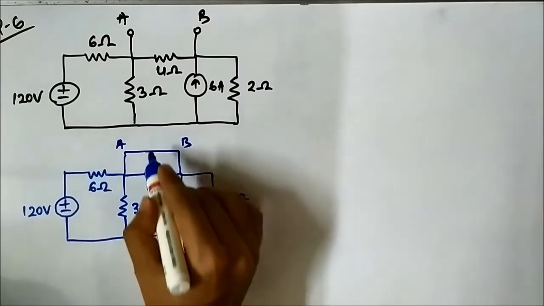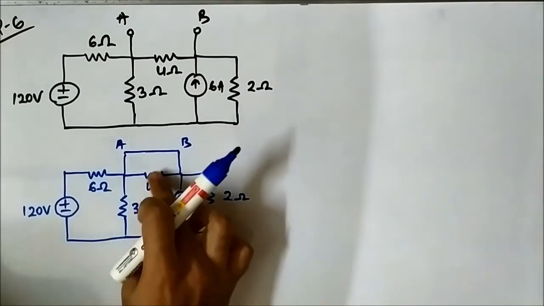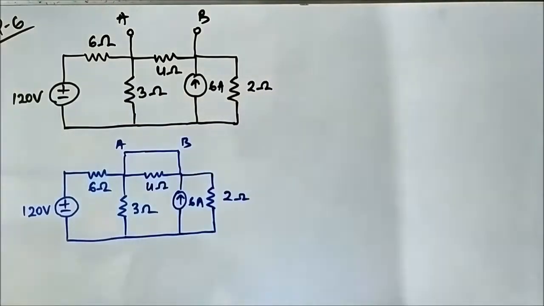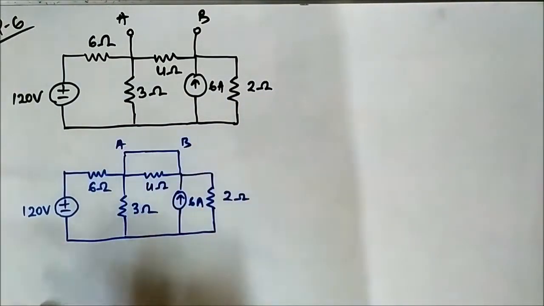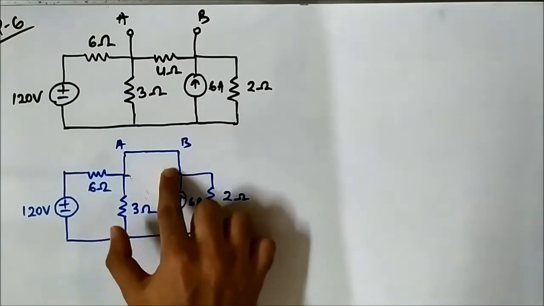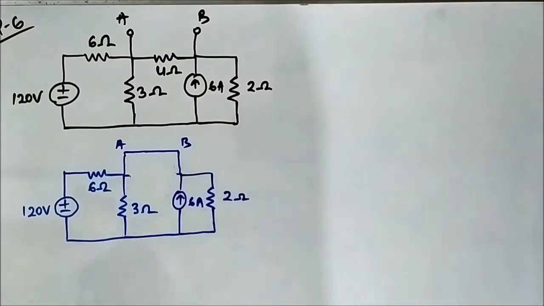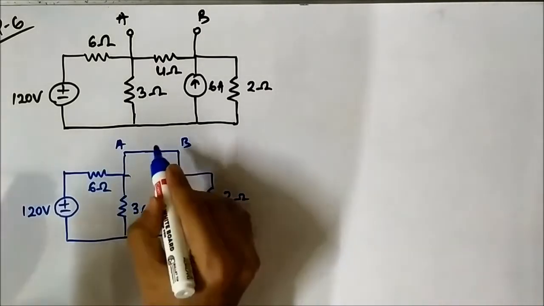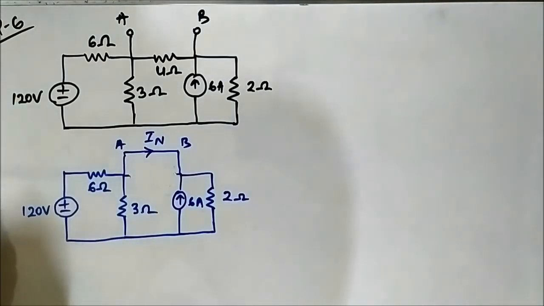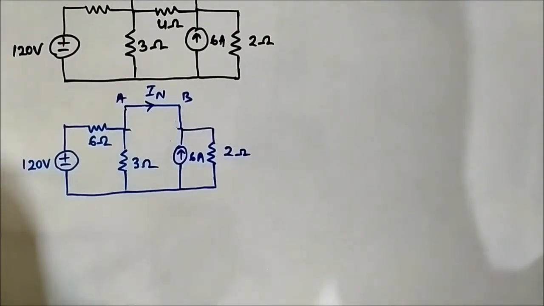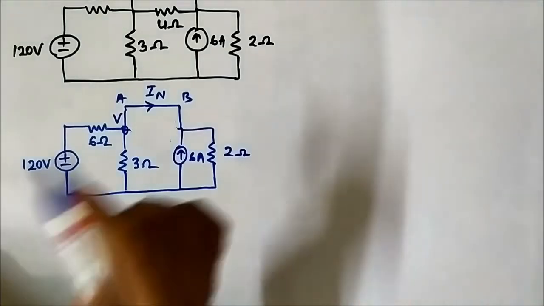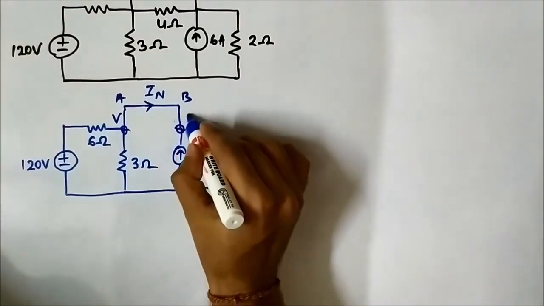Now here, because these two terminals are short circuited, this 4 ohm resistor goes out of the question because the equivalent resistance between these two will be 0 because of this short circuited path. So we can remove this resistor completely. Now we have to find this current IN flowing through this short circuited path. So we'll be using nodal analysis method. Let us assume the voltage here is V. Because it is short circuited, the voltage here will also be V.